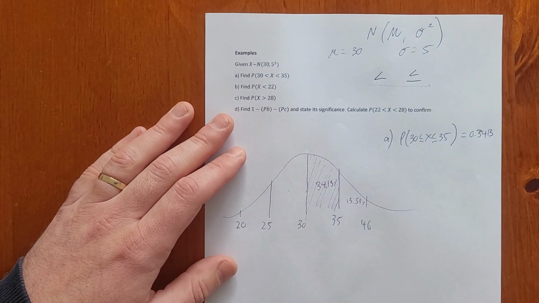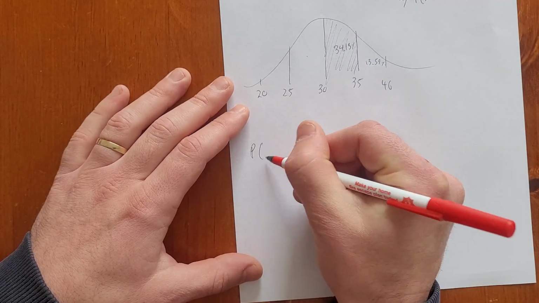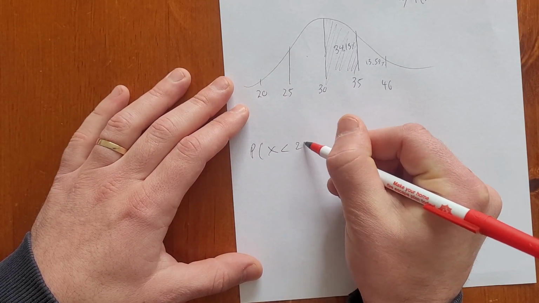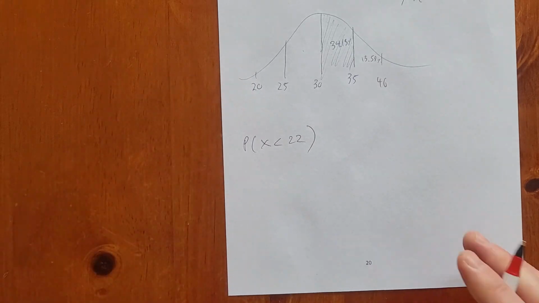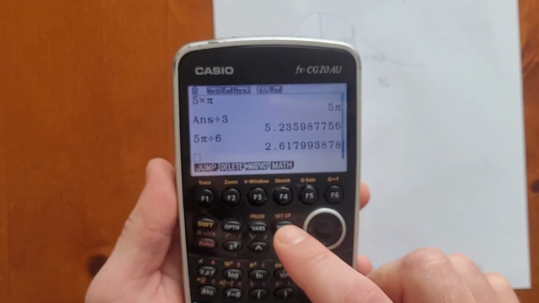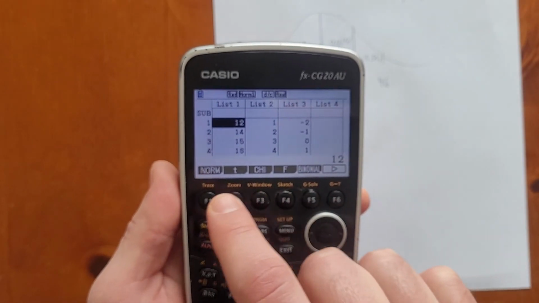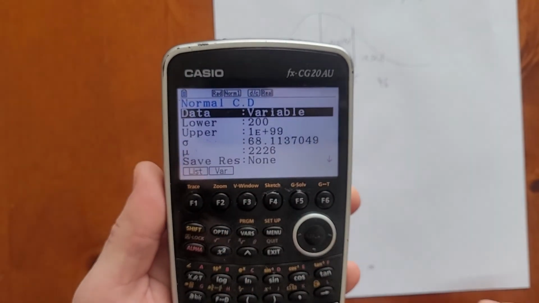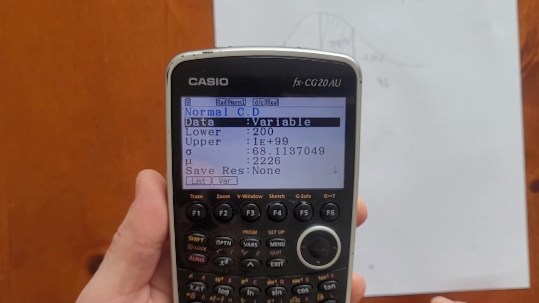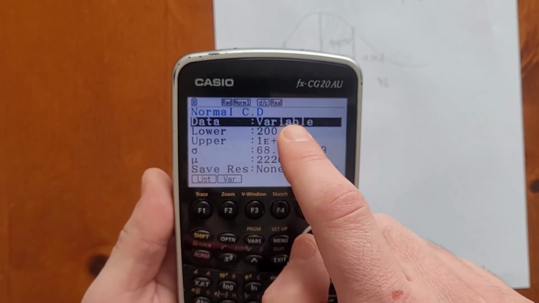Okay, find the probability of x being less than 22. So this wants us to calculate the probability of x being less than 22. And so what we're going to do on our calculator, you might remember this, so hopefully you can see that reasonably well. We'll go menu, statistics, distribution, normal, NCD. And that's bringing up the normal distribution calculations, and we need to make sure we've got the variable setting on.